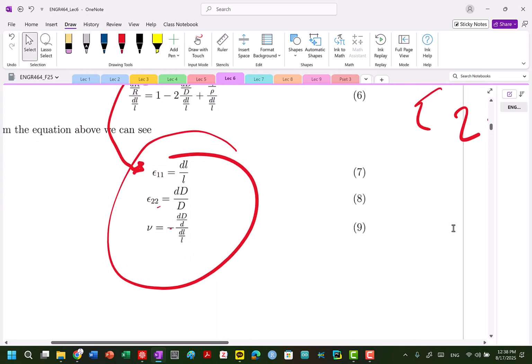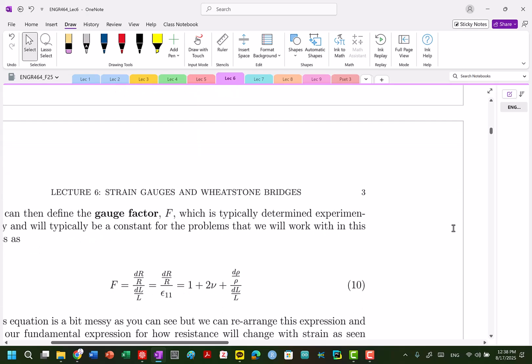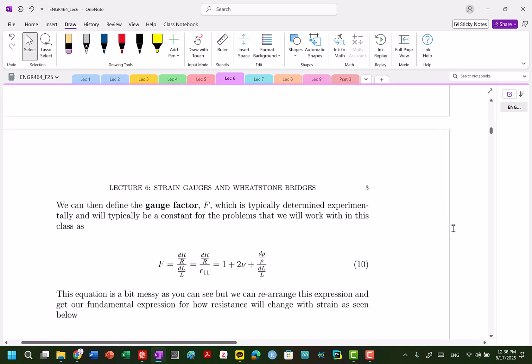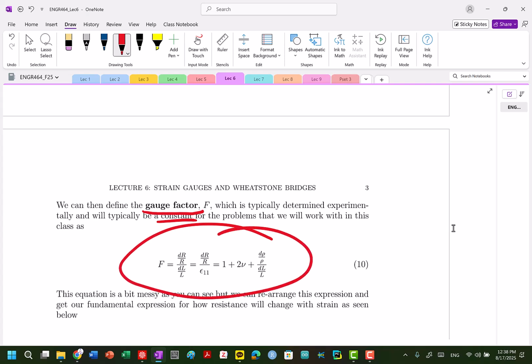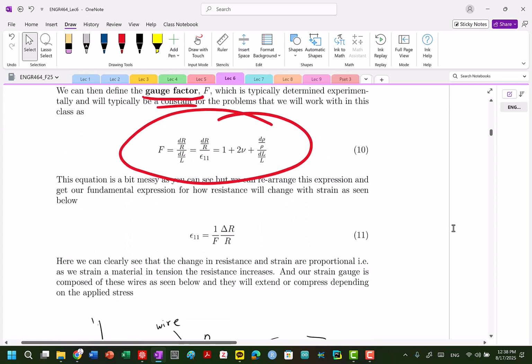So again, make sure you have that material science background. Now we have something that looks pretty cool. We can also define the gauge factor. The gauge factor is typically going to be a constant. You can actually find it when you buy a strain gauge. It gives you that gauge factor, but you can also find it from doing this type of experiment as well. You can calculate that gauge factor.